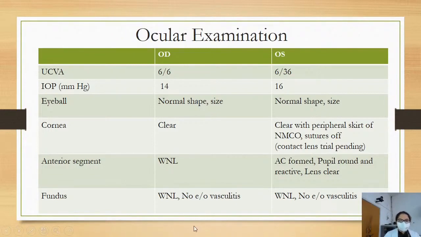In the left eye her vision has improved to 6/36 with intraocular pressure maintained at 16 millimeters of mercury. Cornea was clear with a peripheral skirt of nebulomacular corneal opacity, sutures were off, and she is pending for contact lens trial. Her anterior chamber was formed, pupil was round reactive, and lens was clear. On fundus evaluation, there was no evidence of any retinal vasculitis.